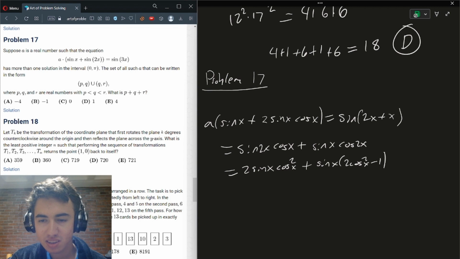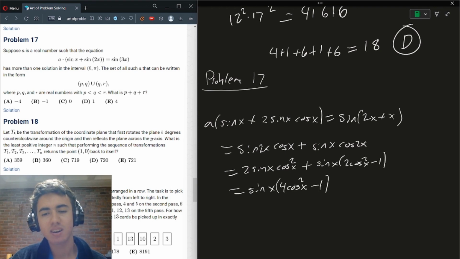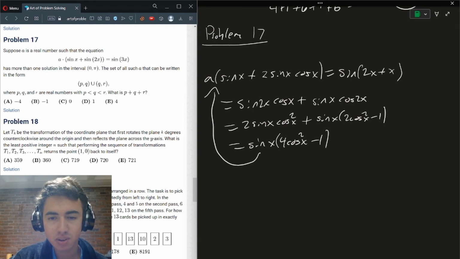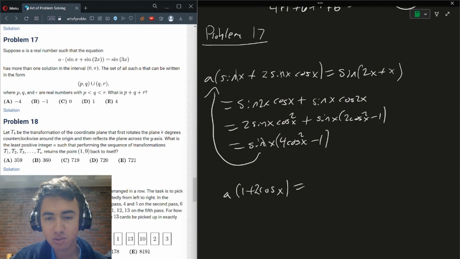And now we can group the sine of x times cos x squared to get sine of x times, let's see, well, let's take out the sine, and then we get 4 cosine of x squared minus 1, right? So now we have this is equal to this. But here we see we can also cancel out all these sines, and now we're left with something a lot nicer. We have a times 1 plus 2 cos of x is equal to 4 cos of x squared minus 1.